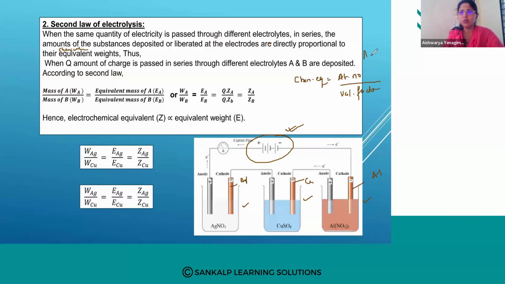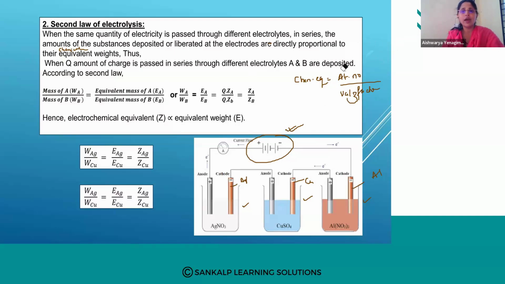Valency factor here. If aluminum plus 3 is there, it will take 3 electrons to form Al. So the valency factor is 3. Yes. So this is chemical equivalence. So mass of a substance A by mass of substance B, Wa by Wb, is equal to how much? Equivalent mass of A by equivalent mass of B. So like this we will go on solving.